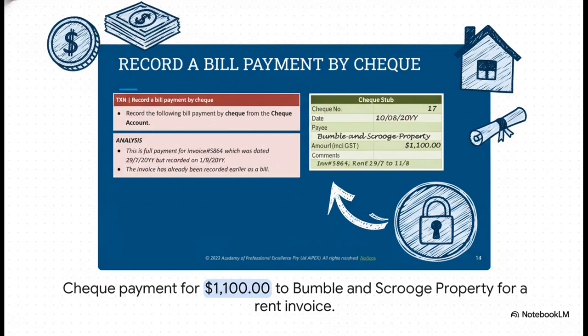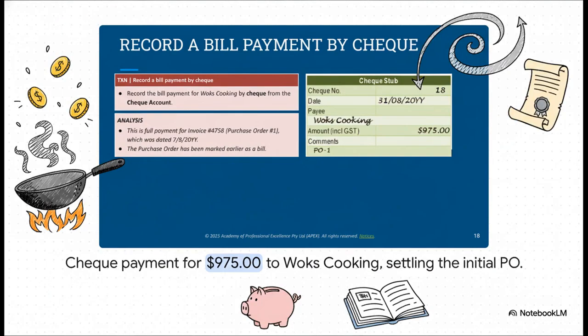The first payment example from the source is evidenced by this check stub. It records a payment of $1,100 to Bumble and Scrooge Property, settling an invoice that was previously entered for rent. The second payment example shows a check for $975 to Walk's Cooking. This payment settles the invoice that originated from the very first purchase order we examined at the start of this briefing, thus completing that transaction cycle.